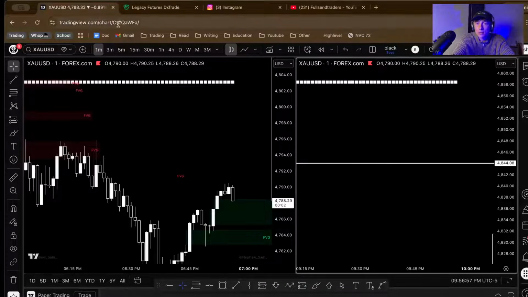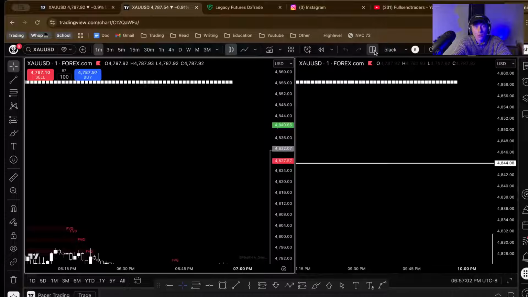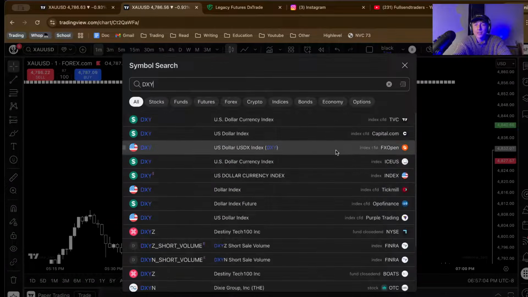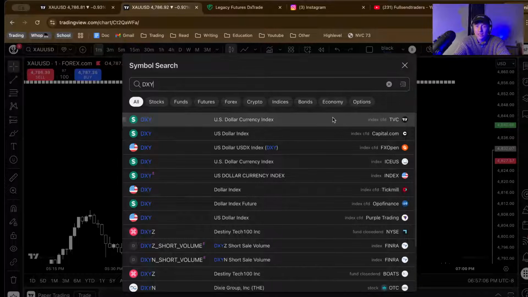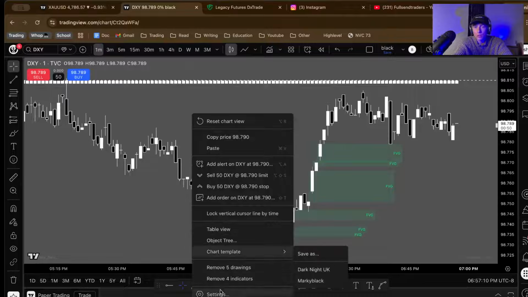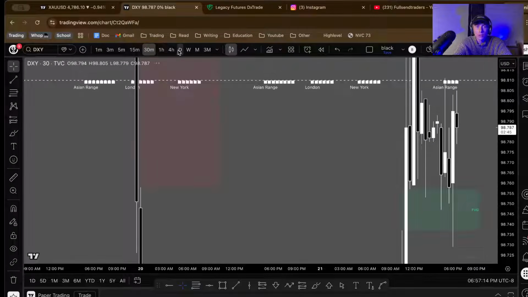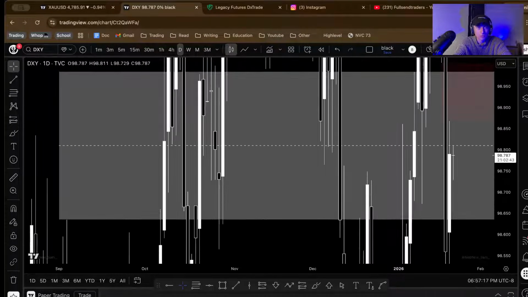This is your workspace. Then another thing that I always look at is going to be the dollar. So let's open up the dollar, which is DXY. I always use this TVC chart for DXY. Just looks the best. It seems to be following the concepts the best. So now let me scale up to the daily time frame. What do we got on the daily?